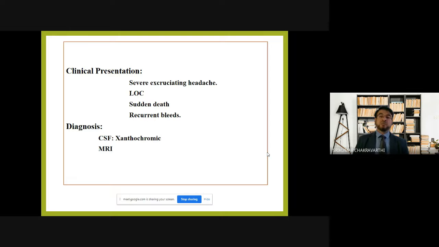When there is a rupture of a berry aneurysm, patients present with a severe excruciating headache and can go on to loss of consciousness and sudden death. Now, how do you diagnose? One form of diagnosis is an MRI, where you can actually see the berry aneurysm or the aneurysm that has ruptured, or the bleeding that has occurred in and around the place. The other is to tap the cerebrospinal fluid. You will find that it is pink in color. We call this xanthochromic because of the accumulation of RBCs. The CSF is blood tinged or blood stained or pink in color.